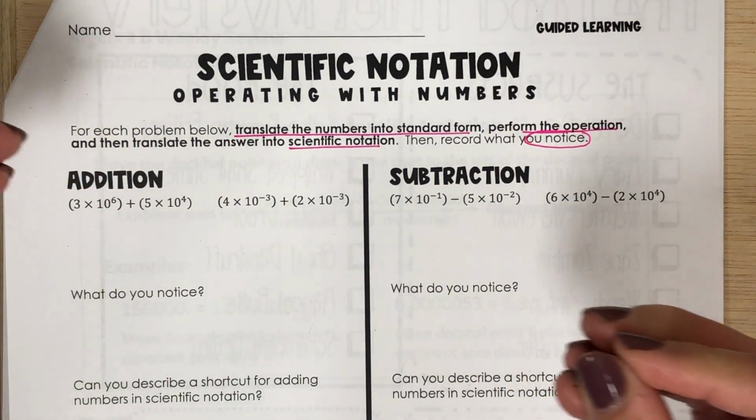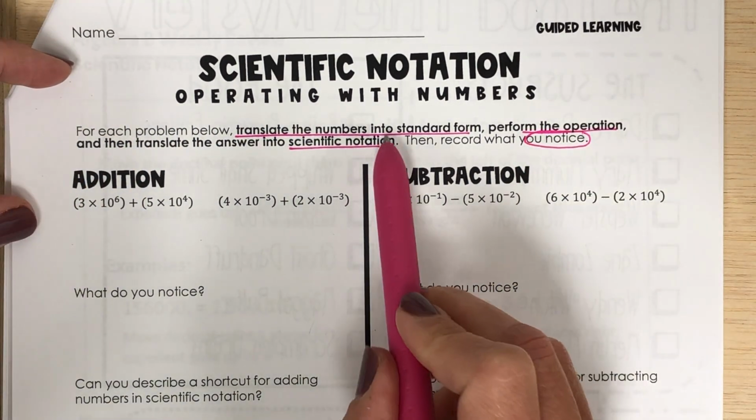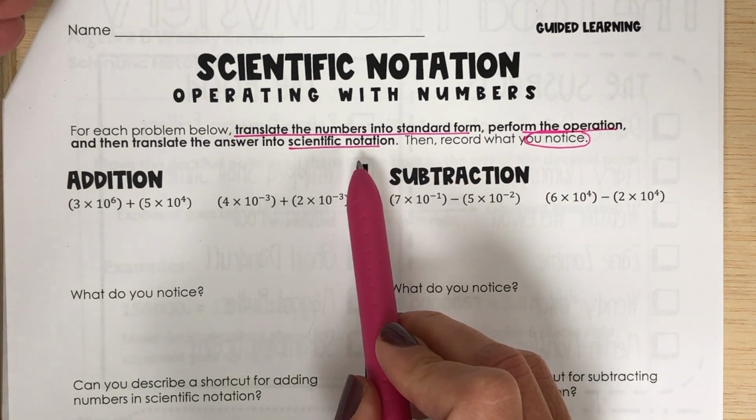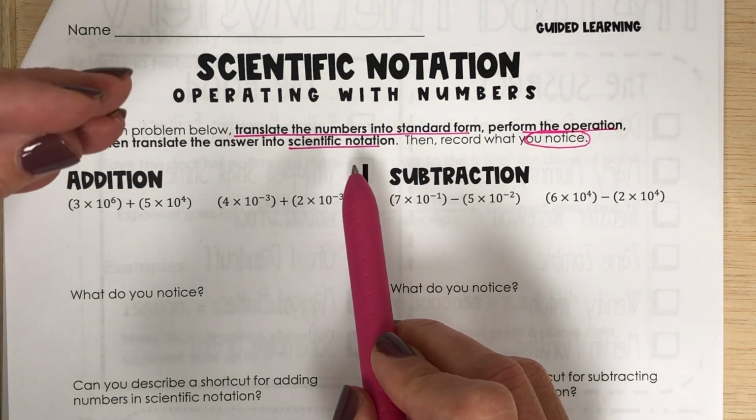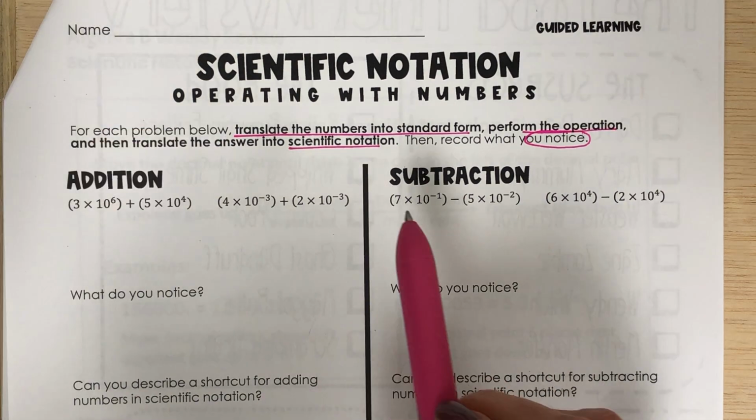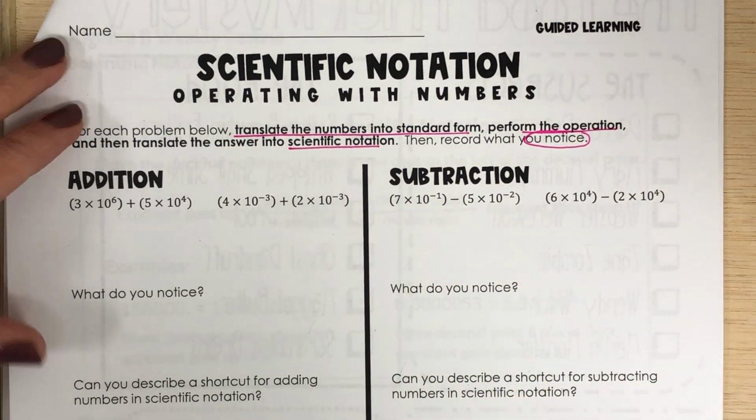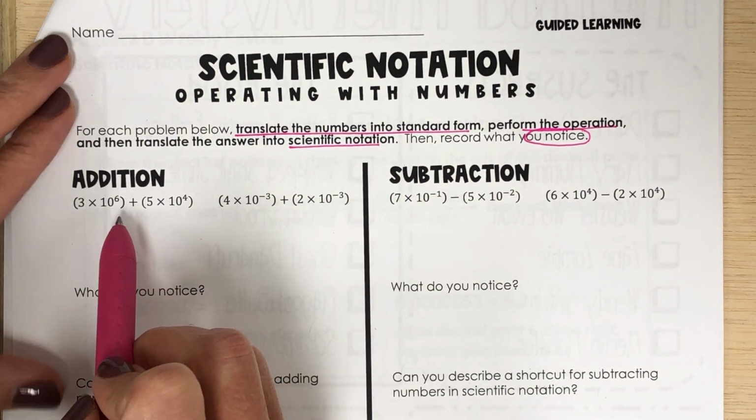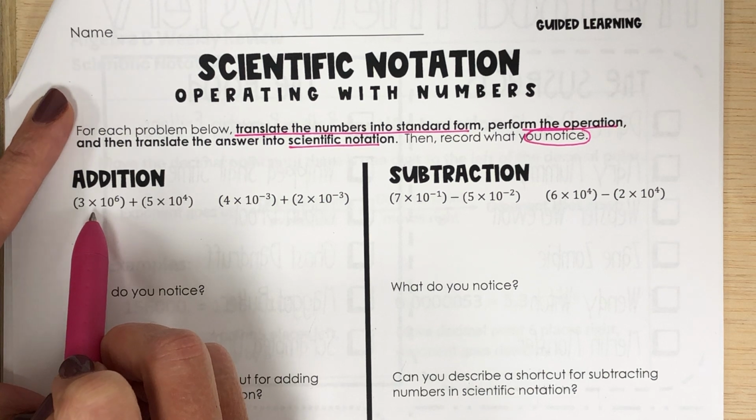Can we come up with some rules so we don't have to go through this process each time, so we can just keep it in scientific notation and do the operation? So what do we notice? Can we come up with some rules? Let's go ahead and try this out. Let's talk about addition first.